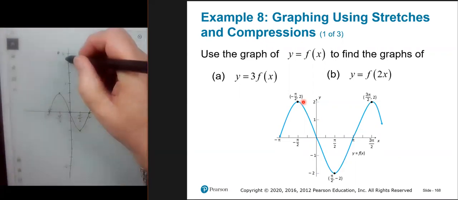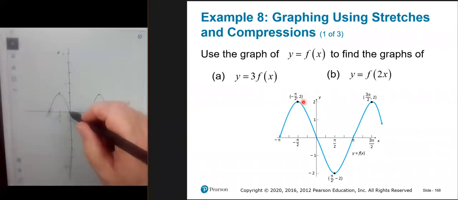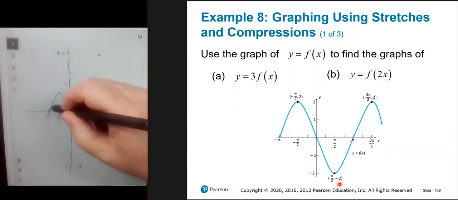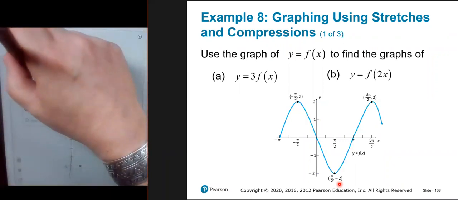Okay. And then 0 times 3 is still 0. And then this point down here, I'm going to multiply the y value by 3. So negative 2 times 3 is negative 6. So that point comes down here. And then I'm going to multiply this y value, which is 2 again, by 3, which brings us back up to 6 here. And then at 0, it stays 0. And so this is my new graph.